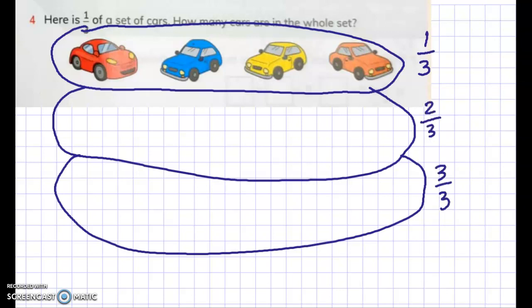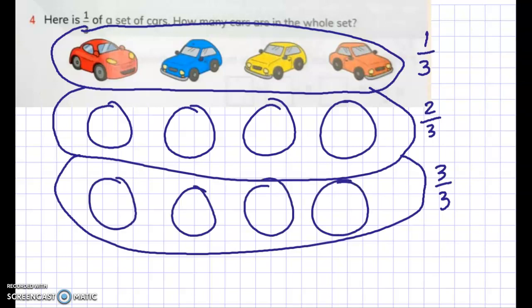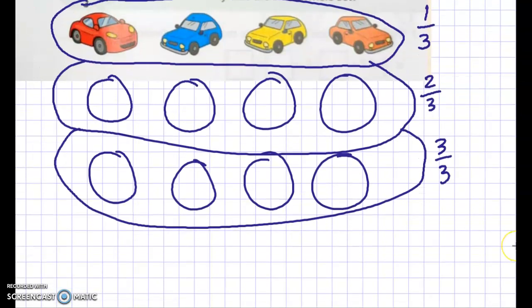And then this will be 3/3, yeah? So in one set, one part out of 3, there are 4 cars. Two parts, you will get 1, 2, 3, 4, another 4 cars. And 3 parts, you get another 4 cars. So when we work this out, we actually do 4 cars times 3 groups, because in one group there are 4 cars and there is a total of 3 groups.